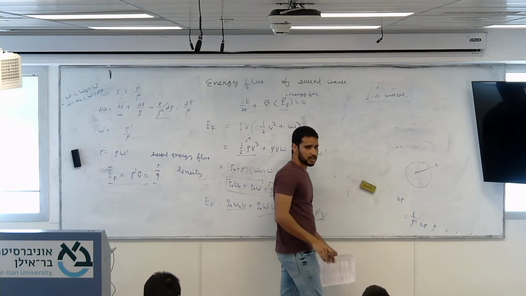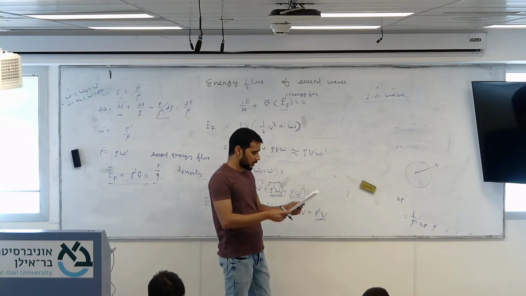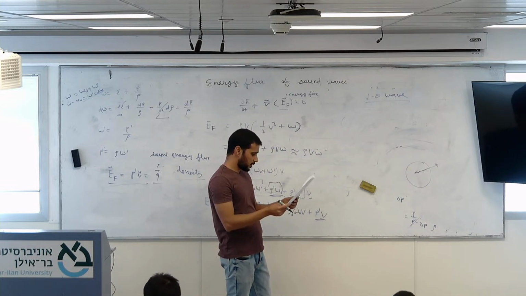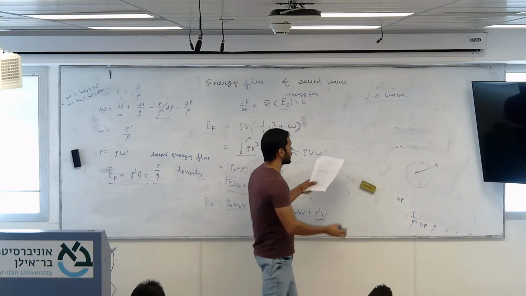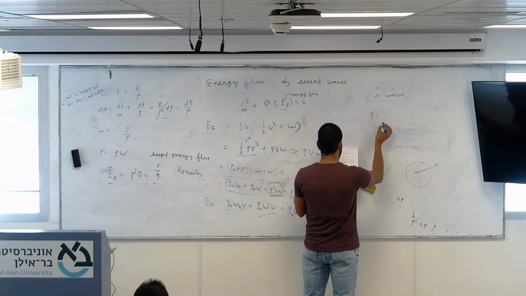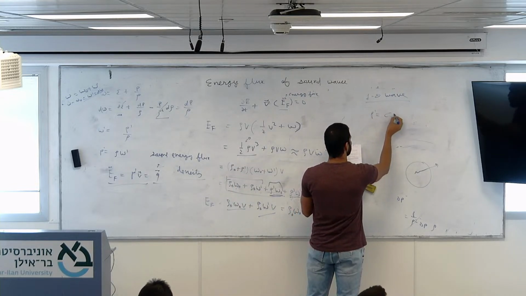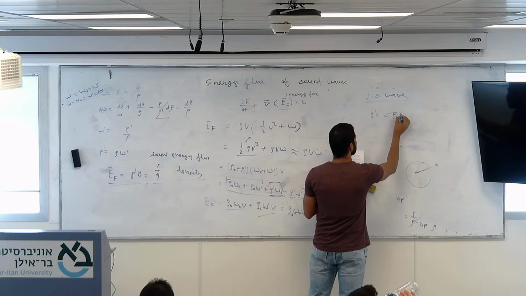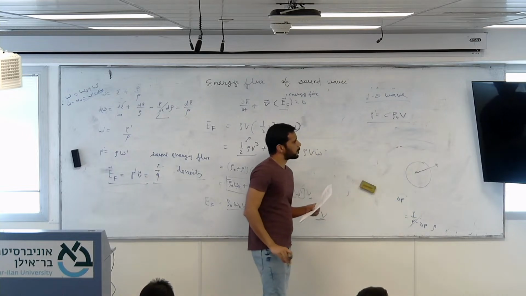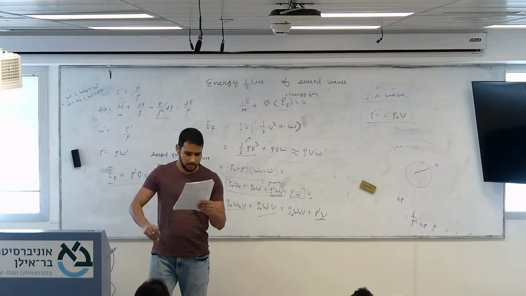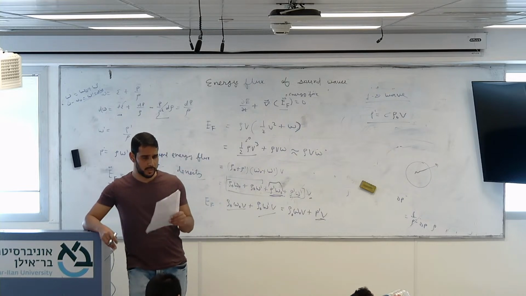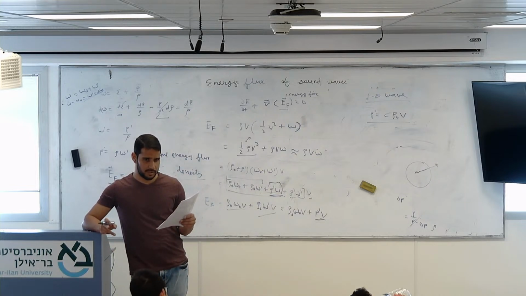1D. It's moving only in the x-axis. Then the pressure P prime is given by a traveling plane wave moving in only the x direction.